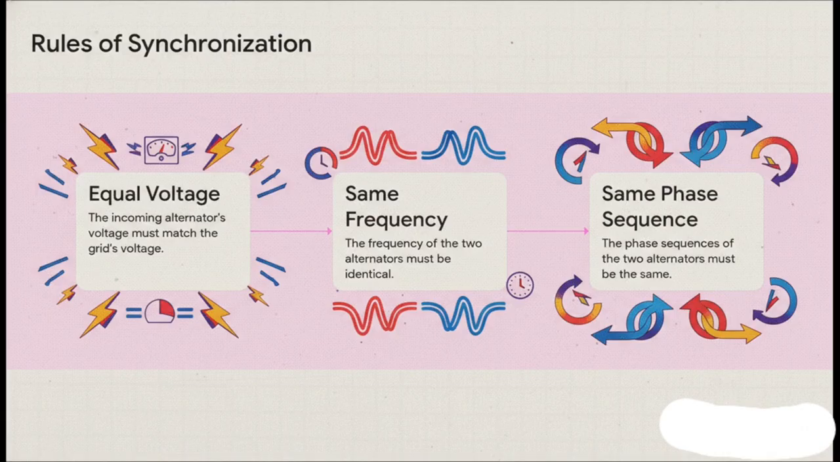Second, its frequency, the speed of the AC cycle, has to be identical, so it's pushing and pulling in perfect time with everybody else. And third, its phase sequence has to be the same, making sure the flow of power is rotating in the same direction.